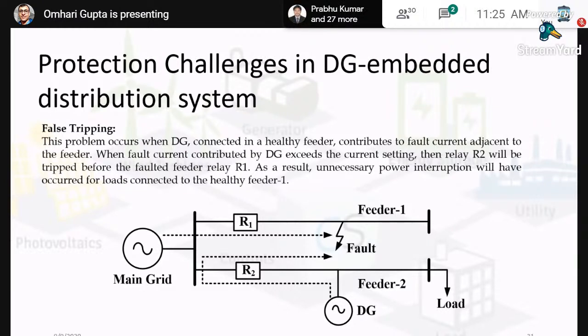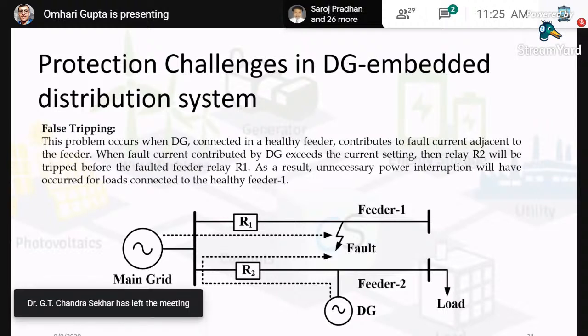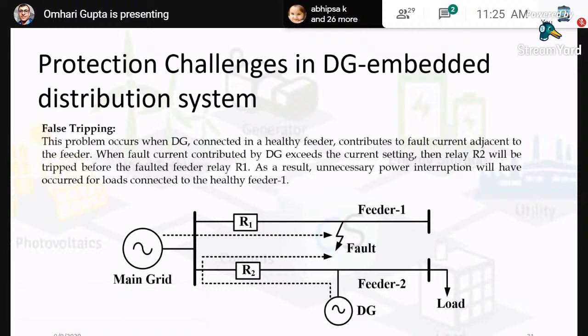This problem occurs when a DG connected in a healthy feeder contributes to the fault current in the adjacent feeder. When the fault current contributed by the DG exceeds the current setting, then relay R2 will trip before the faulted feeder relay R1. So if they are not coordinated properly, before the operation of relay R1, R2 may also trip. As a result, unnecessary power interruption will occur for loads connected to a healthy feeder. That means these loads will not be supplied whenever there is a fault at feeder 1.